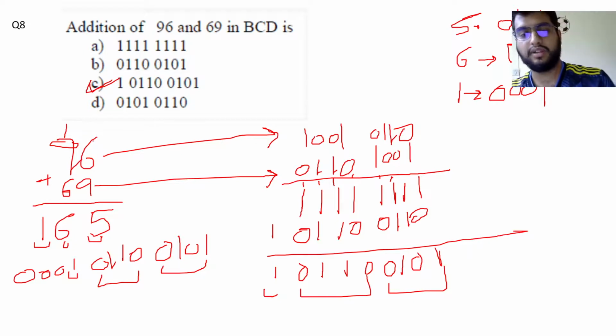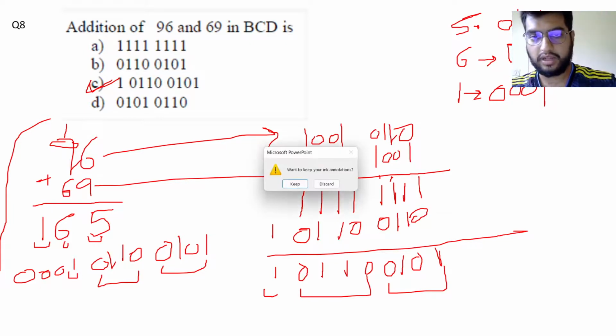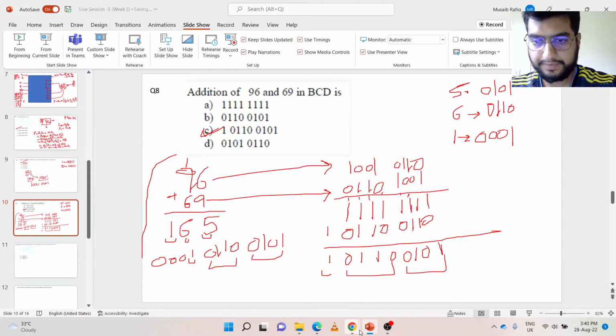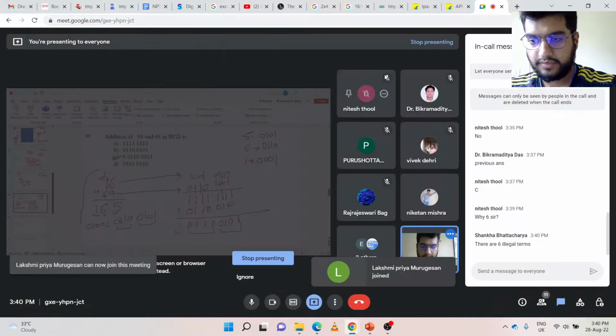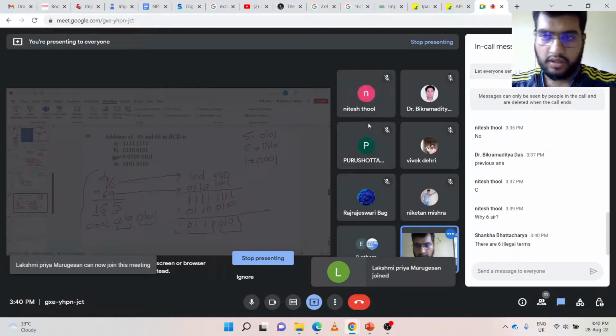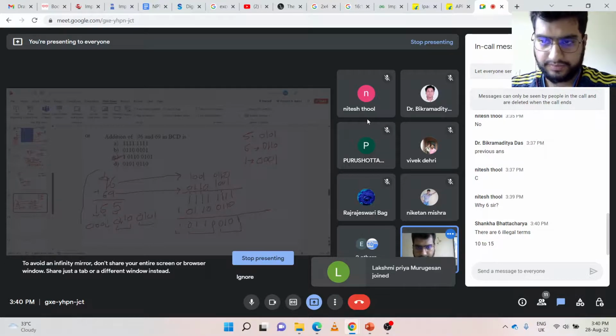So I showed you both ways of doing it. This one is pretty much easy. In this method, if you get an illegal representation, that is, a value greater than 9, we need to add 0110 to each of these numbers. That's why we add 6. I'll just let some students catch up, then we can move forward to question number 9.